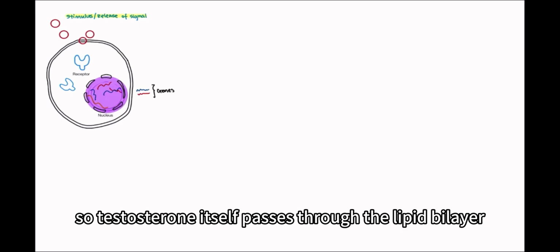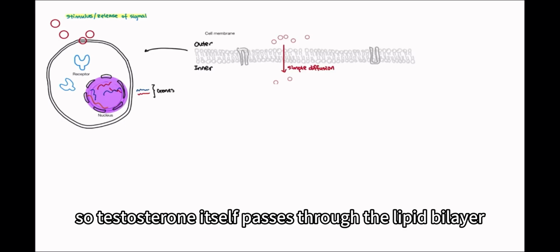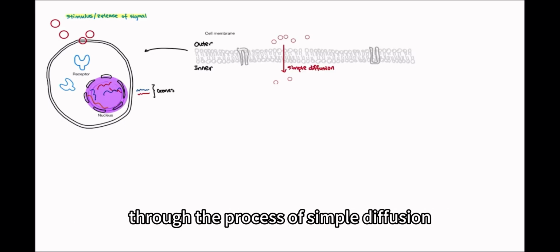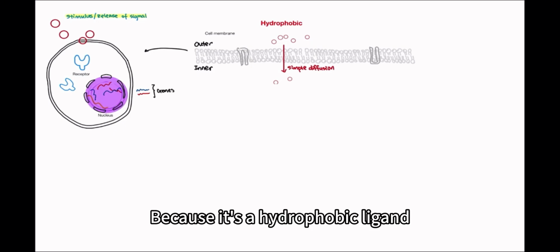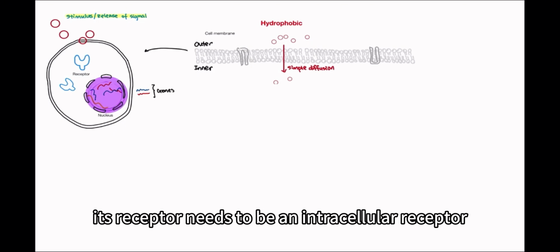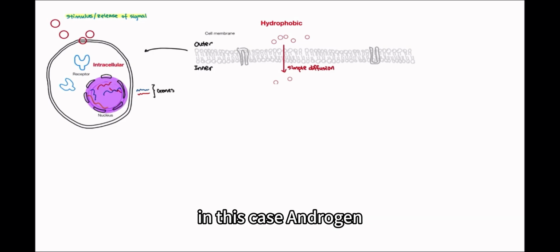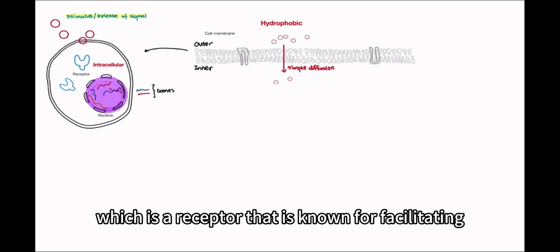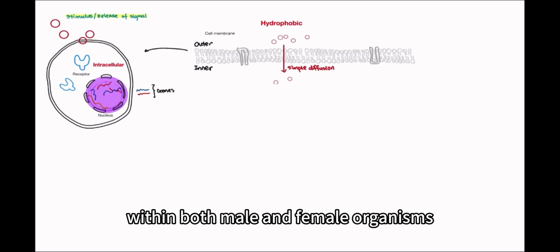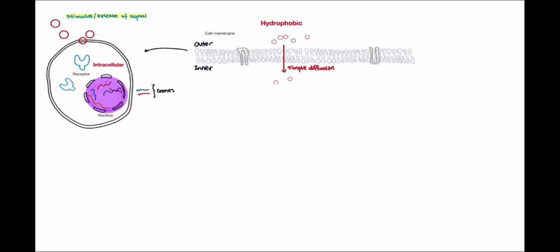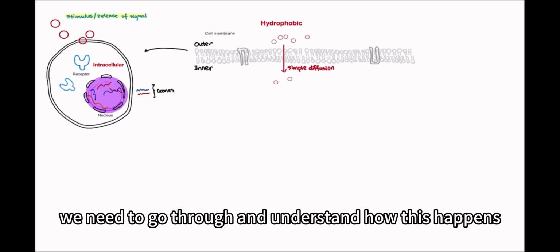Testosterone itself passes through the lipid bilayer through the process of simple diffusion, which means that testosterone itself is a hydrophobic ligand. And because it's a hydrophobic ligand, its receptor needs to be an intracellular receptor. In this case, androgen, which is a receptor that is known for facilitating sexual fitness and growth within both male and female organisms. So, first of all, we need to go through and understand how this happens.